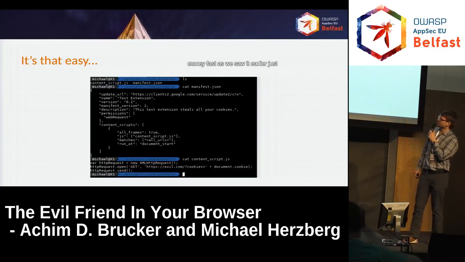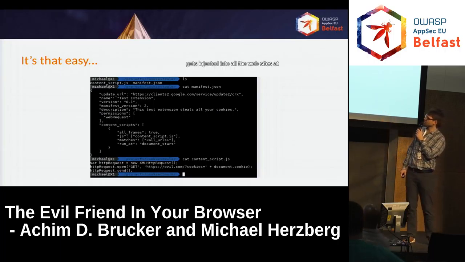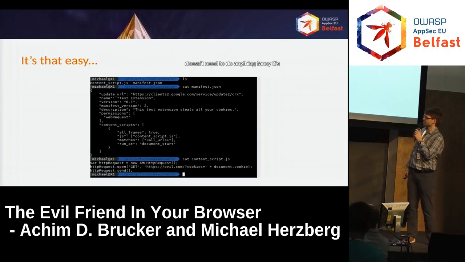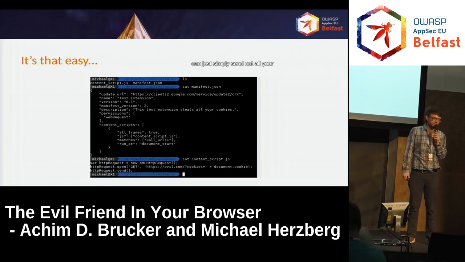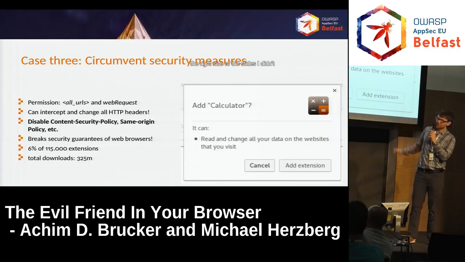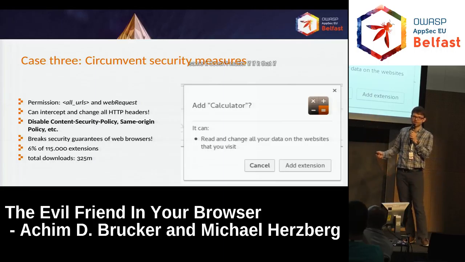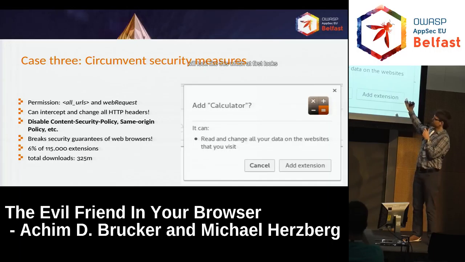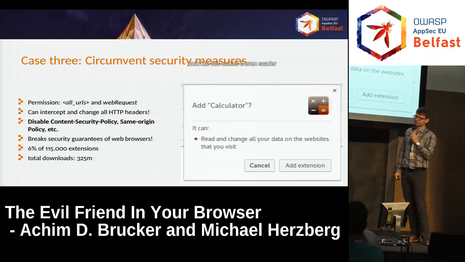You have your manifest, as we saw earlier. Just specify a simple content script that gets injected into all websites that you visit. And this content script doesn't need to do anything fancy. It's just three lines of regular code that can simply send out all your cookies. You saw this picture here on the right side of the slides. I didn't forget it on every slide. It is just that to the user, it all looks the same. It doesn't matter if it only wants to change a simple thing on all websites or completely drop all your browser security. To the user, it will look like this, which at first looks scary, but the fact that most of the extensions that you will install will look like this makes it even scarier.